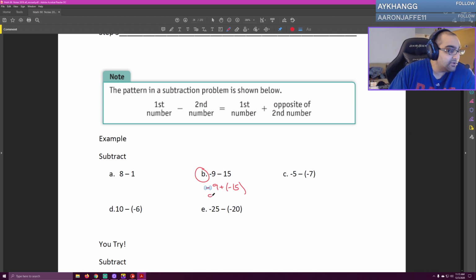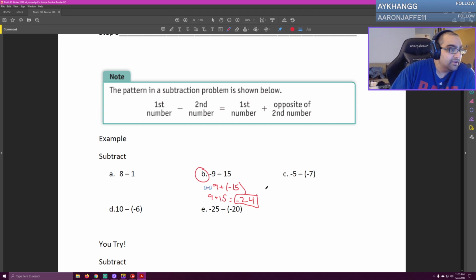They're both negative numbers. So all you do is do the 9 plus 15. And 9 plus 15 here, if you do it out, is 24. And then tack on the negative since they're both negative numbers. That's all you have to do for that one. Okay, so we get minus 24 for that.